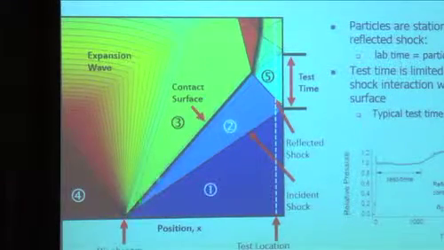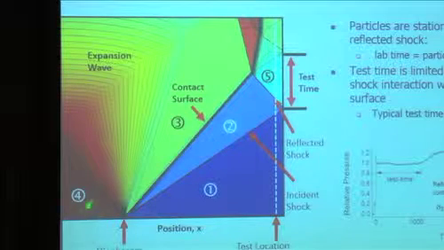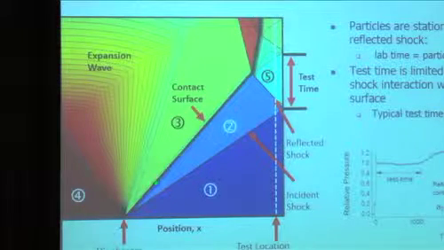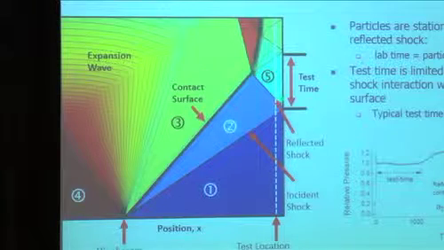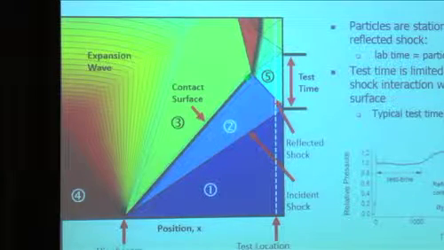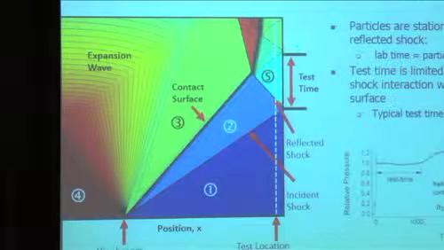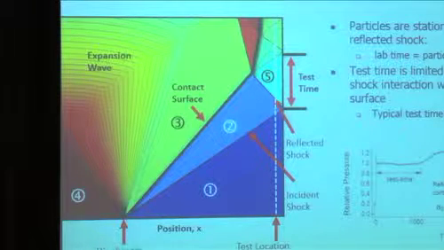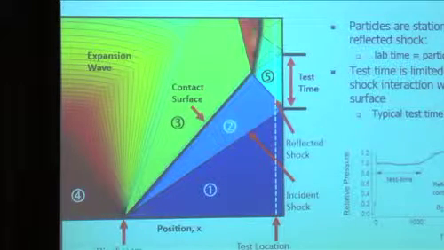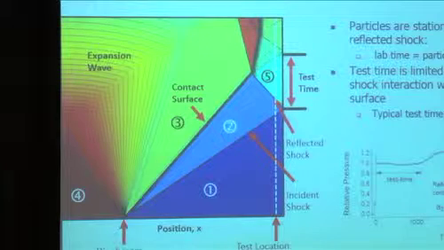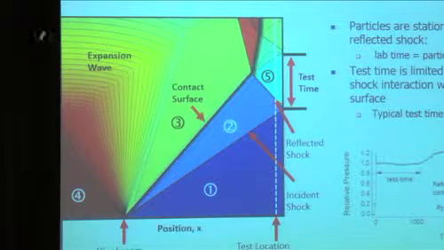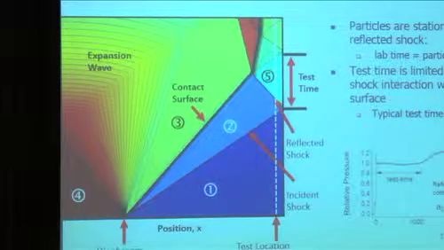However, there's this trailing contact surface that separates the original driver gas and the test gas that's coming along right here. And when this wave comes back and hits that interface, it may or may not send a wave back that terminates your test time. If you're clever, there's a way to nullify this and extend the test time so that it ends when this expansion wave here kind of eventually comes around and terminates things.